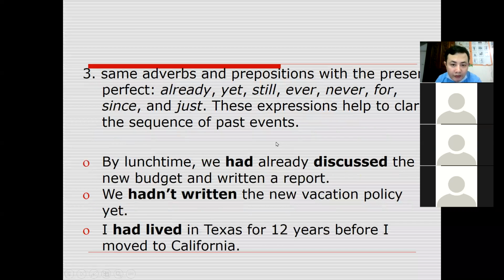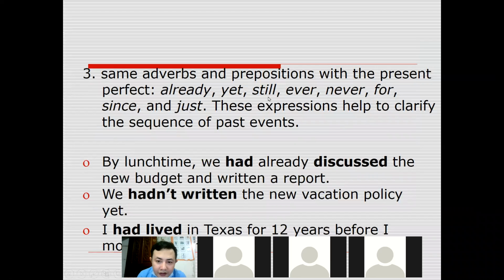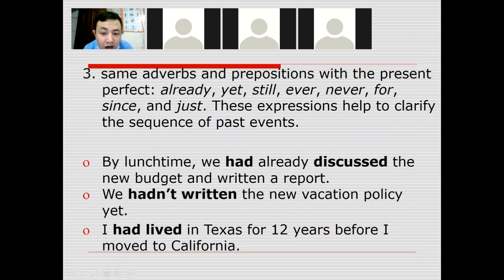So let's go to number 3 here. Point number 3 of the past perfect is here. The same adverbs and prepositions as the present perfect: already, yet, still, ever, never, for, since, and just. Okay. In present perfect, we use these words, right? But here in past perfect, we can also use these words as well.